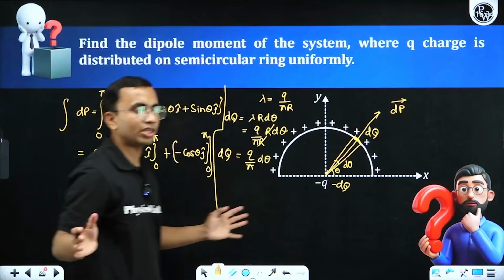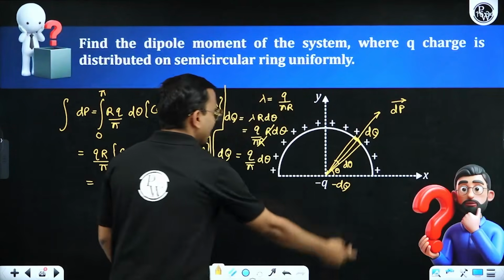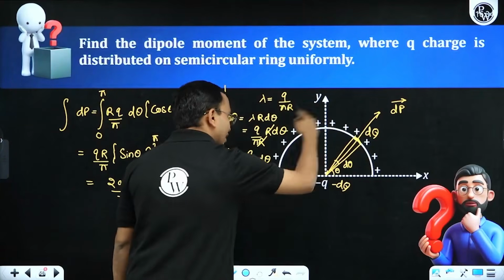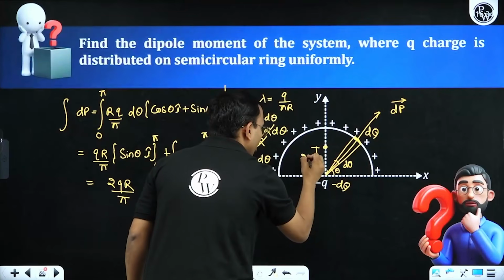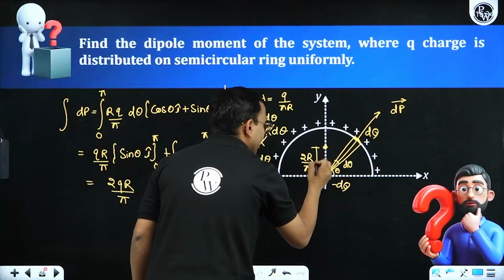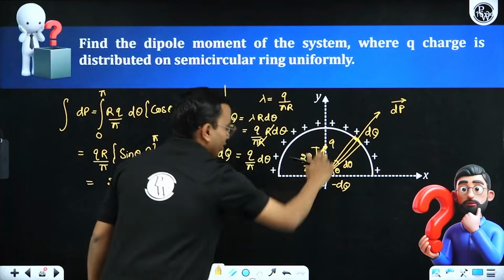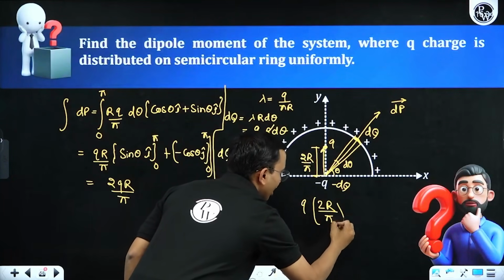I wasted so much time on this, but if you are smart, just take the center of this charge. You know the center of mass of the semicircular ring is at 2r by pi. Just take the center of this charge, that is at a distance of 2r by pi. Place your entire charge q there. This becomes your dipole moment. What is the charge? q. What is the distance? 2r by pi. What is the direction? j cap.